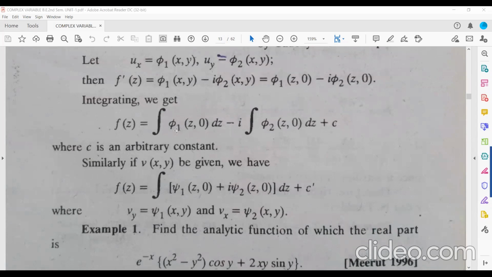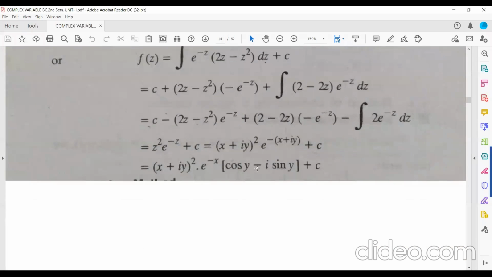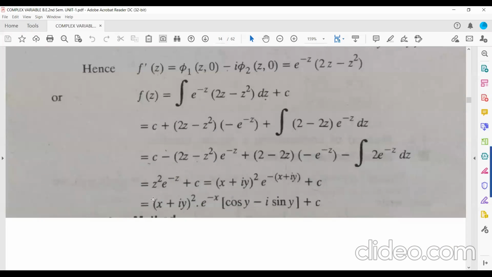But in place of finding the analytic function, if your question is that u is given and you need to find v, then up to this step is the same. You need to find up to f of z. If you have got f of z in this problem, the problem is over here.